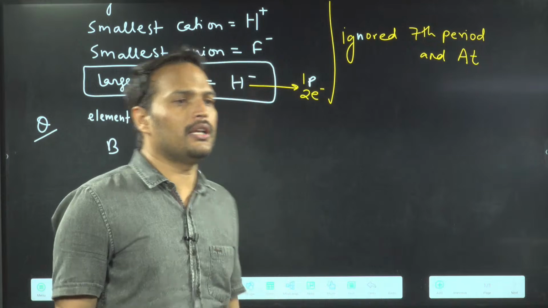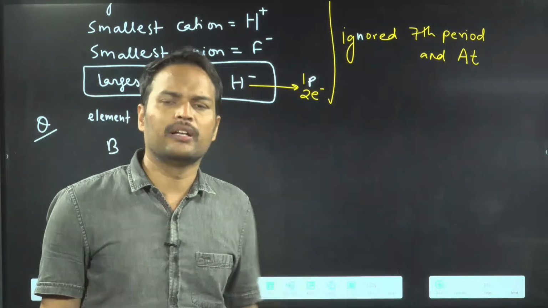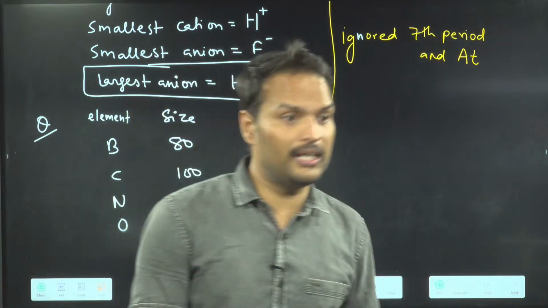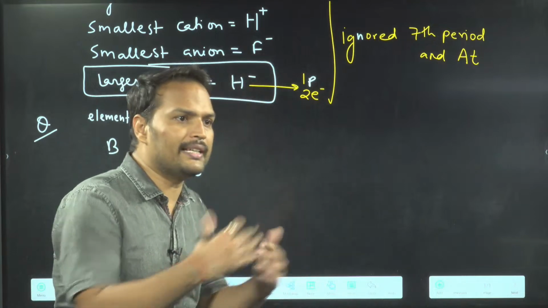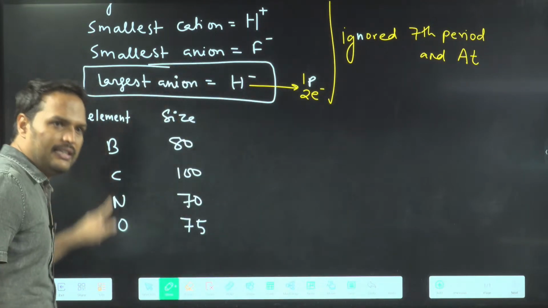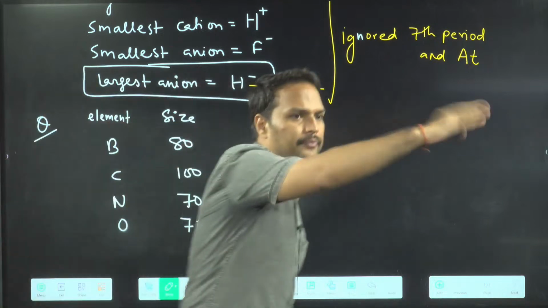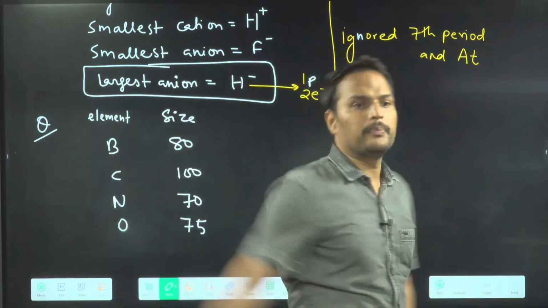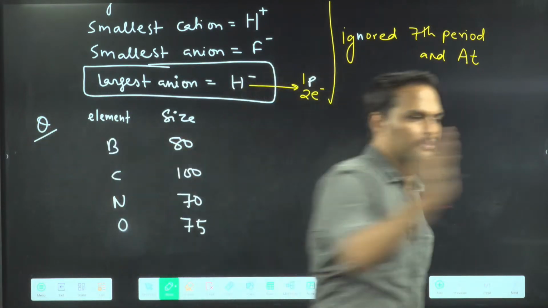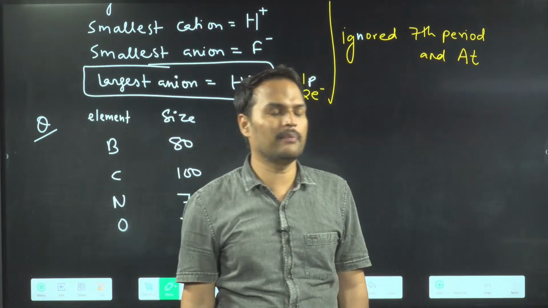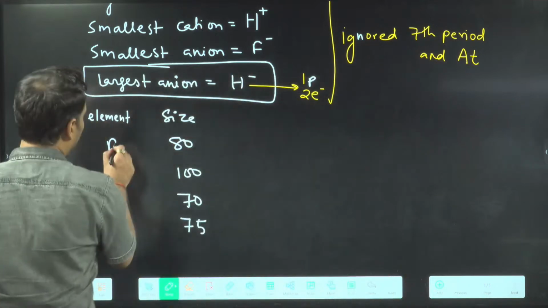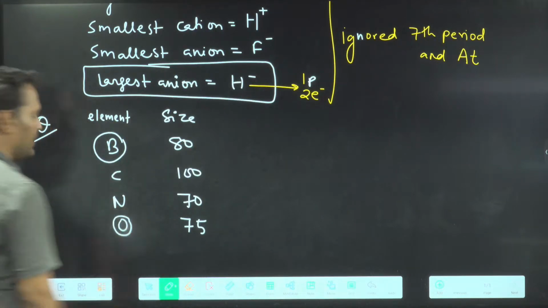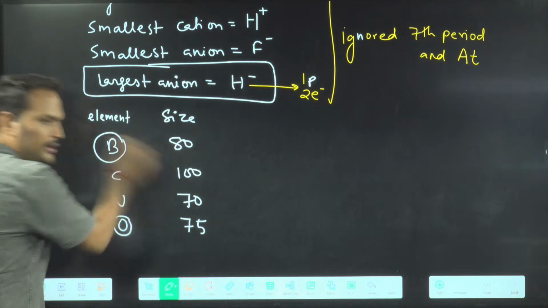Now a few people may think, "Arey sir, I don't remember the radius. How can I do this?" No one can remember all the radii, it is a very difficult thing. So you just have to see the relative part. Now see, we have written these elements in a period, left to right. What happens? As you move along a period, size will decrease. Who is biggest? Boron is biggest. And who is the smallest? Oxygen is smallest.